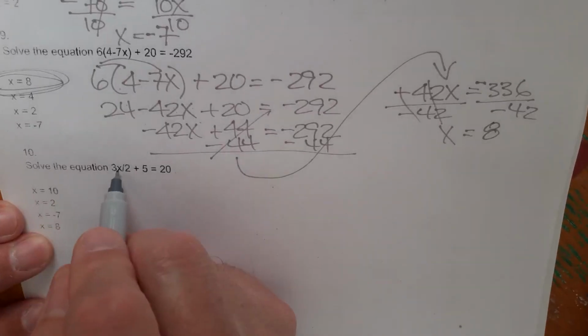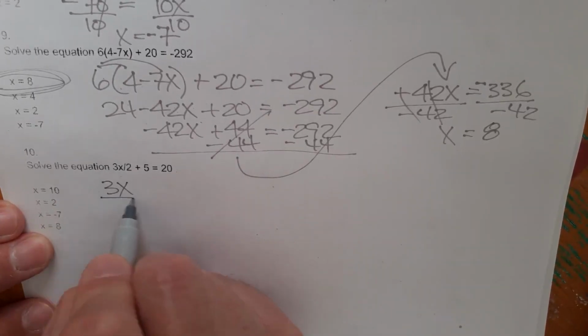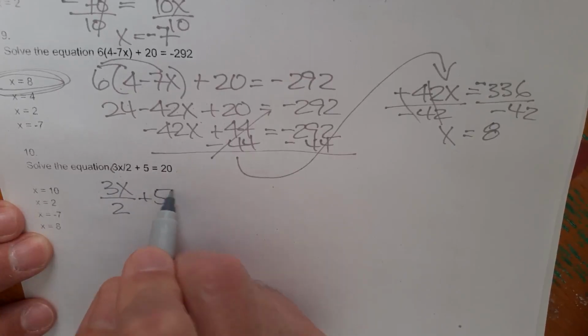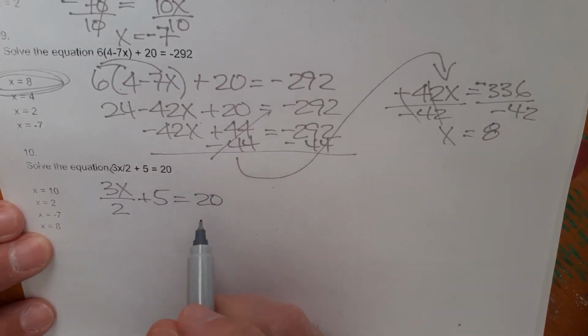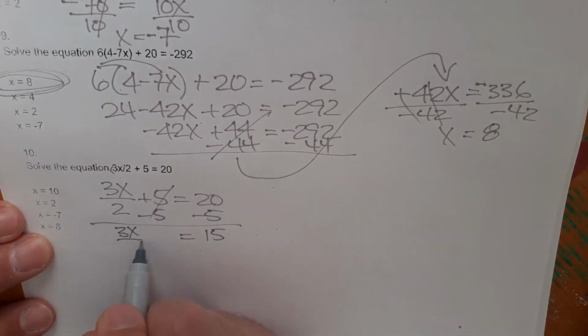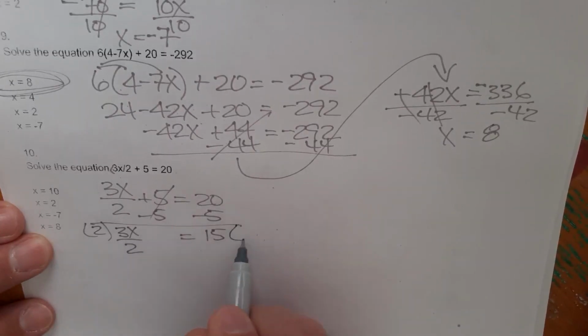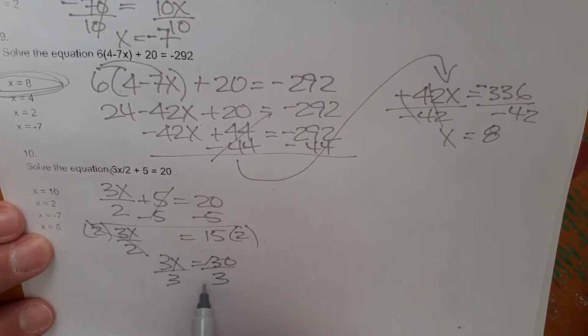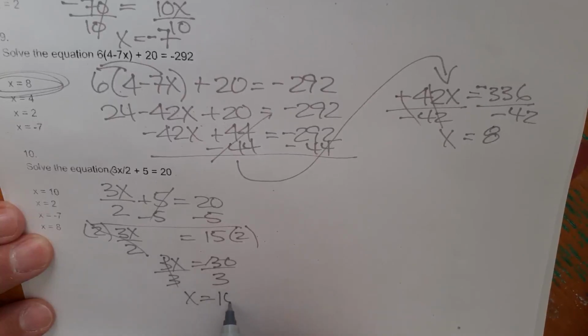One more. Rewrite it carefully. 3x divided by 2. Just concentrate a little bit when you rewrite this, because my brain wants to go off in some other direction. Let's subtract the 5 from both sides first, because that's just the easiest to get rid of. This becomes 15, 20 minus 5, and this comes down, 3x divided by 2. Now I'm going to multiply both sides by 2. Gone. 3x equals 30. I like the way this is going. Divide both sides by 3. X equals 10.